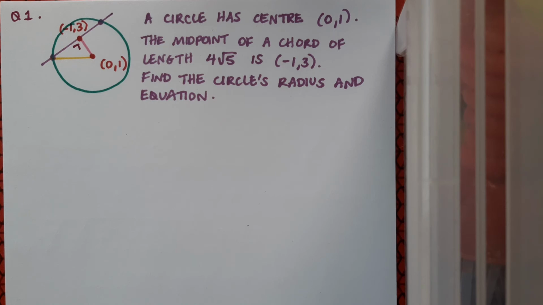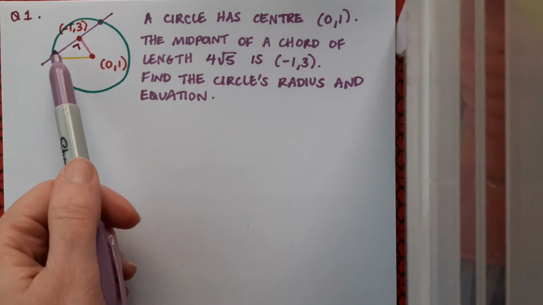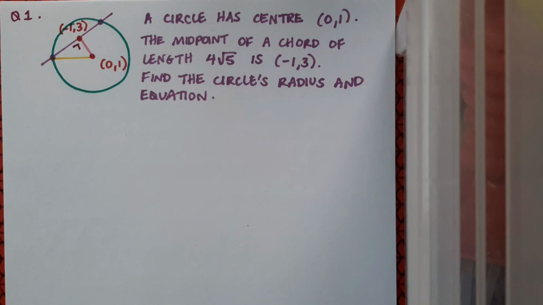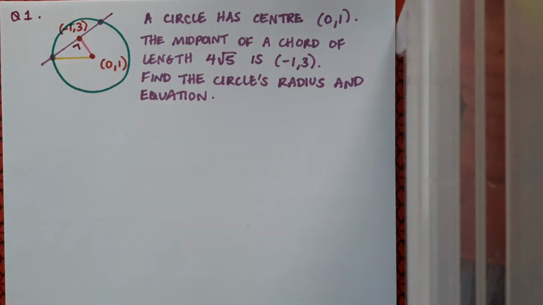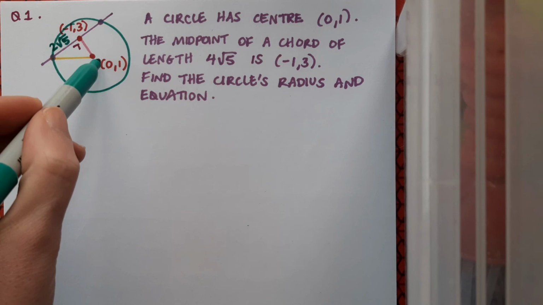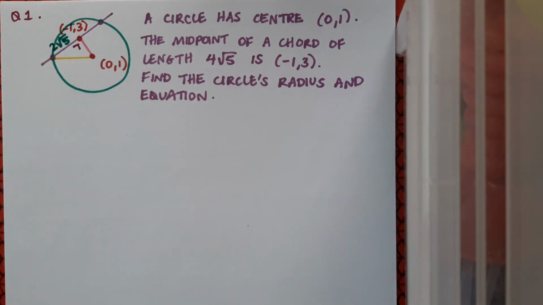So the chord I've been told is 4 root 5. So the distance from this point to this point is 4 root 5. So I can divide that by 2 to get the side of the triangle. So 4 root 5 divided by 2 is just 2 root 5. So I've got that side to begin with. And I can, of course, calculate this side using my distance formula.